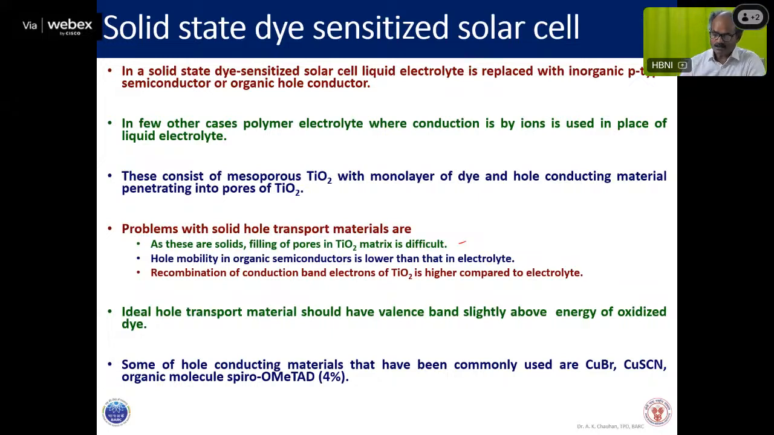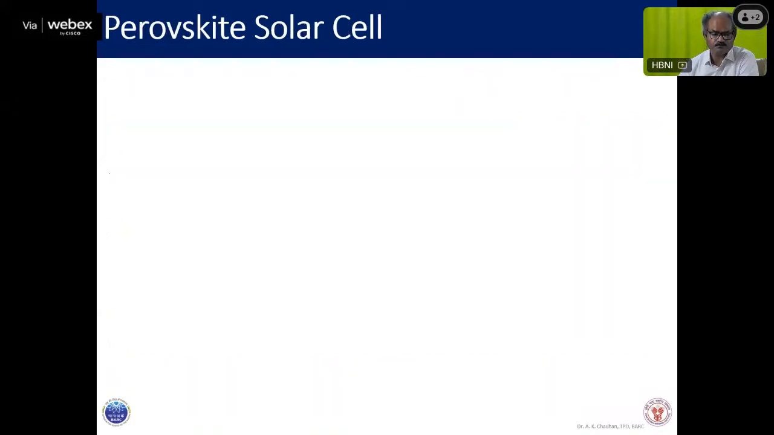So ideally we should have a valence band slightly above the energy of the oxide, or even the same energy level is fine. If it is slightly above, that is also fine, but there will not be more offset. Some of the hole conducting materials that have been commonly used are copper bromide, which is actually the most commonly used, but mostly imported and expensive.